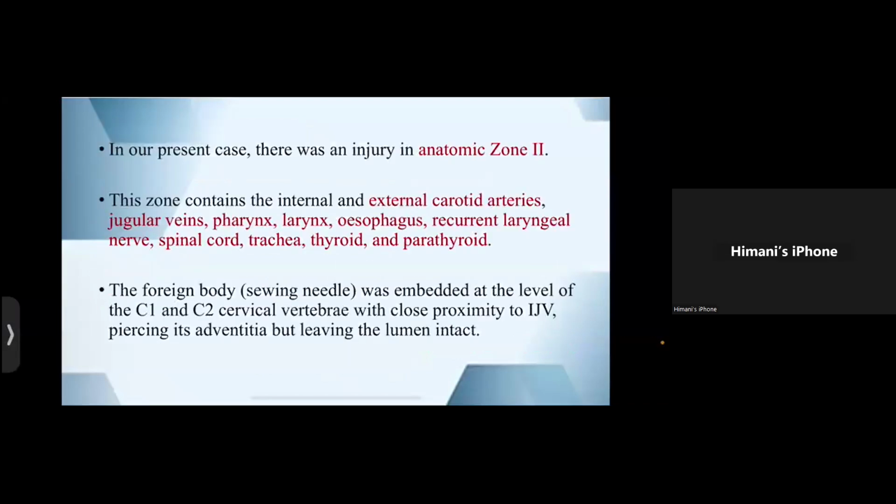So in our present case, there was an injury in anatomic zone two. This zone contains vital structures such as internal and external carotid arteries, jugular veins, pharynx, larynx, esophagus, recurrent laryngeal nerve, spinal cord, trachea, thyroid, and parathyroid glands. The foreign body in this case was a sewing needle, which was embedded at the level of C1 and C2 cervical vertebrae, in close proximity to the internal jugular vein, piercing its adventitia but leaving the lumen intact.